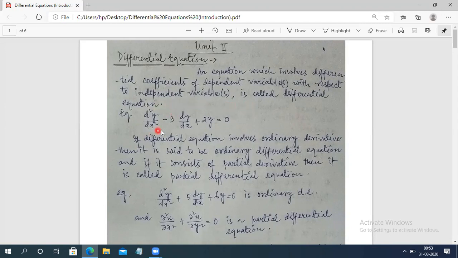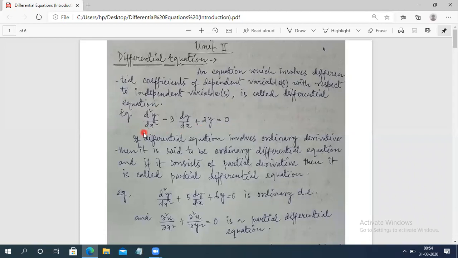For example, this is a differential equation because it involves the derivative of y with respect to x. It is d2y/dx^2 minus 3 dy/dx plus 2y equal to 0. There are many more examples.